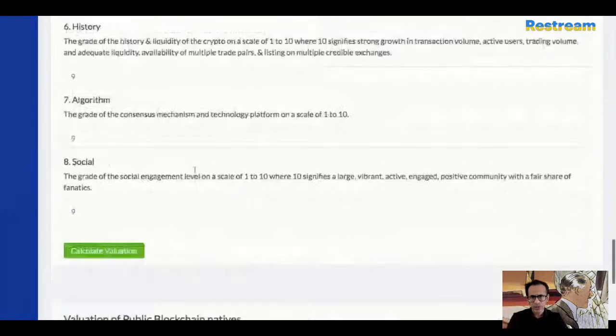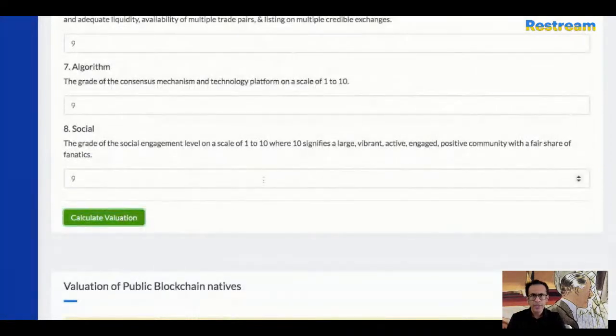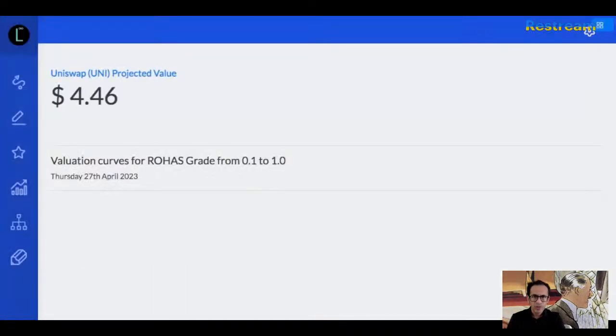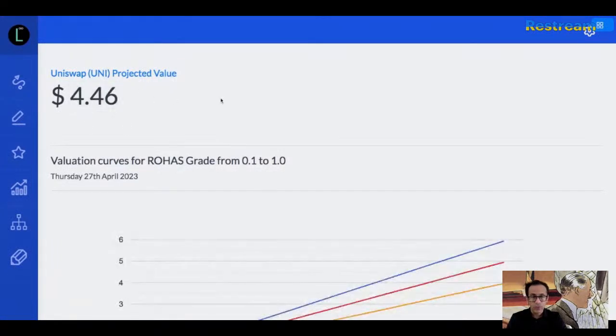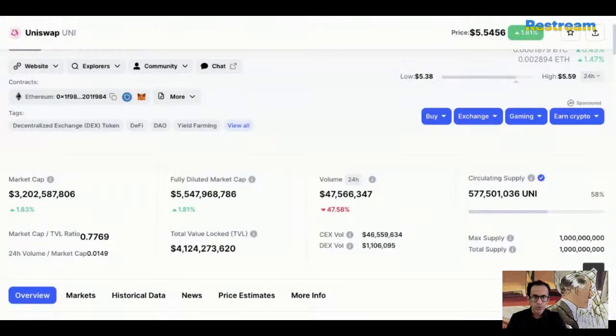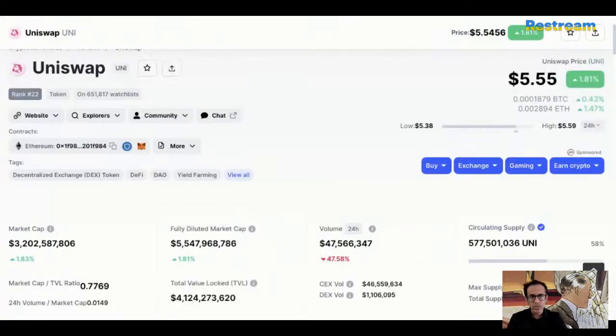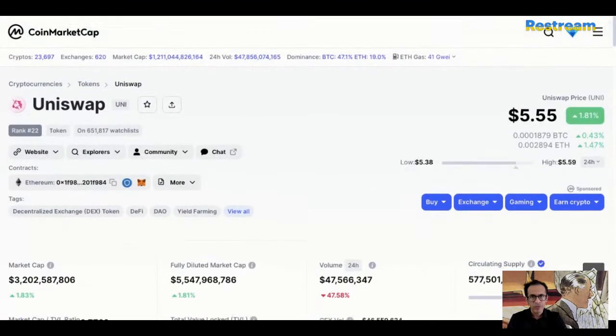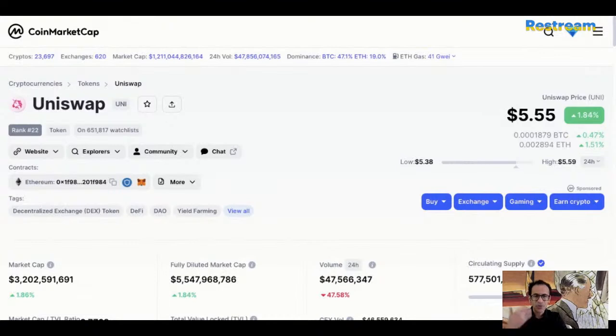Now, once we've entered all this information, we can just click on calculate valuation. So as per this model, it gives me a valuation of 4.46. And when I look at today's price right now, it's about 5.55, right? So it kind of shows that as of today, I would say Uniswap is still a little overvalued.